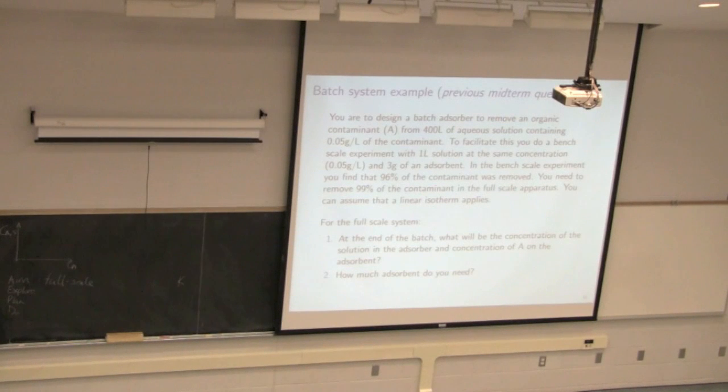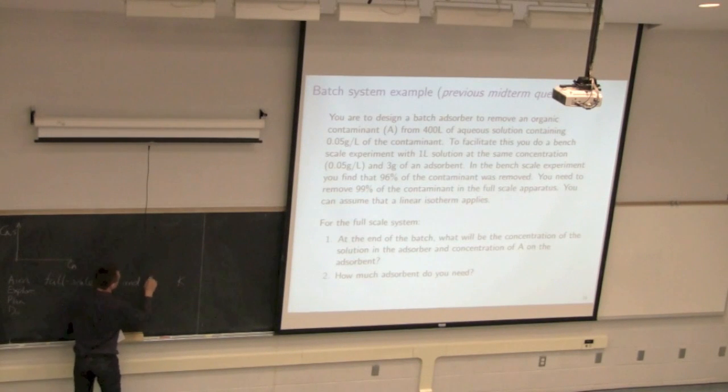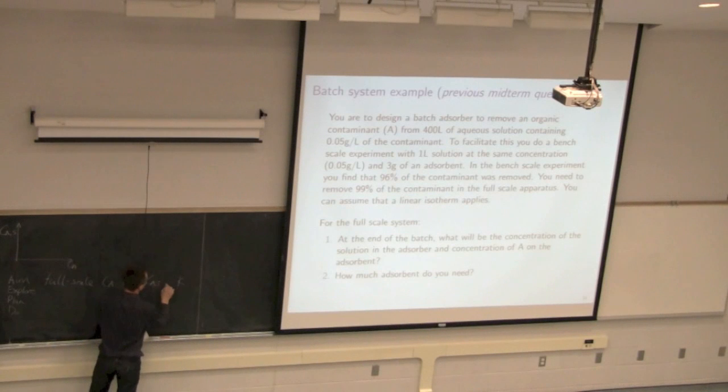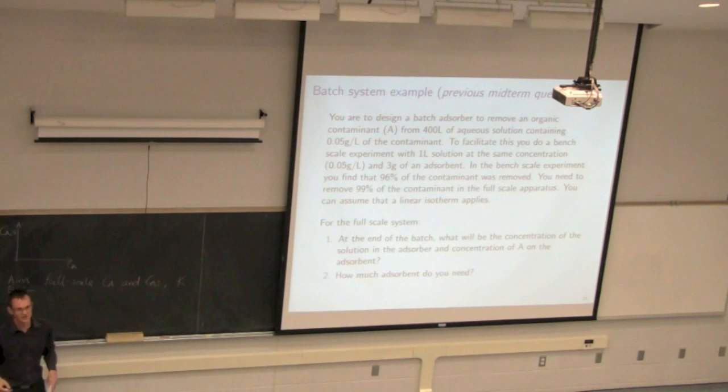Right, it's over there in part one. We want to calculate the concentration of solution in the adsorber and the concentration on the adsorbent. In other words, we want to calculate the full scale CA and CAS values. And to get there, as Janet mentioned, we need to know that slope K. That's something we're going to need along the way.